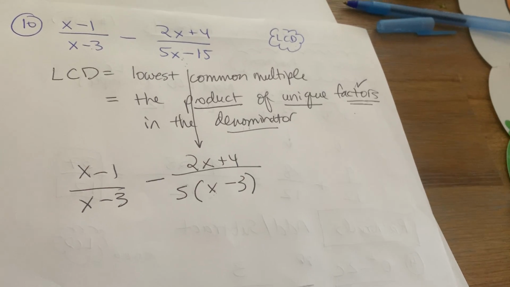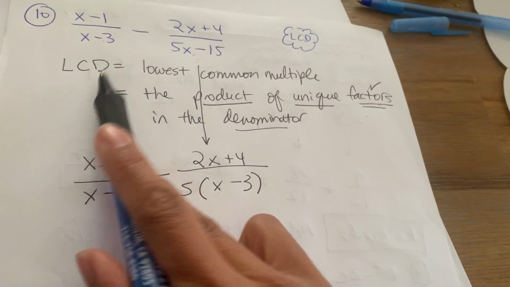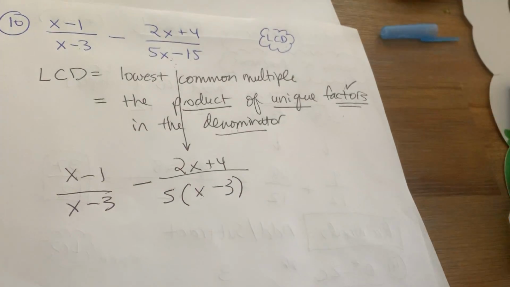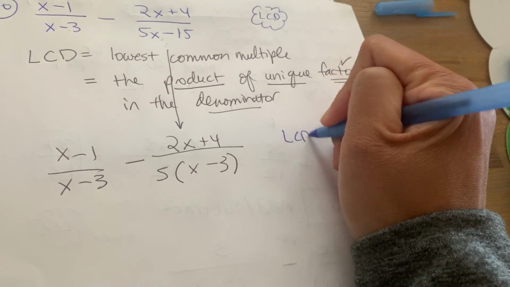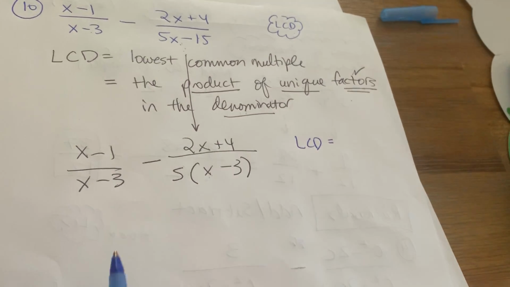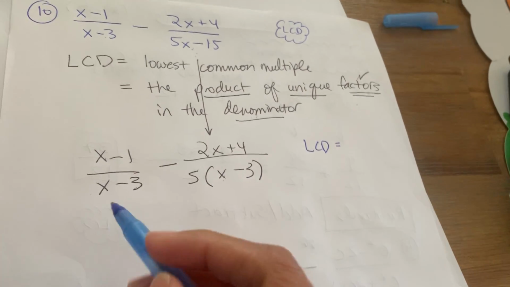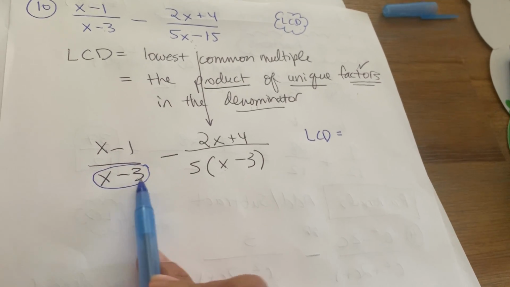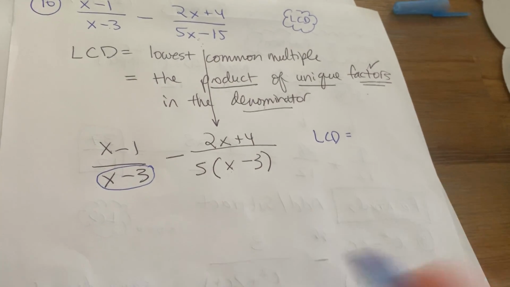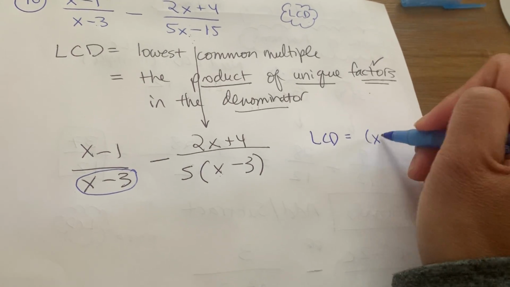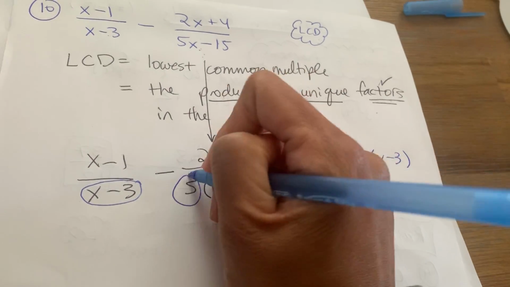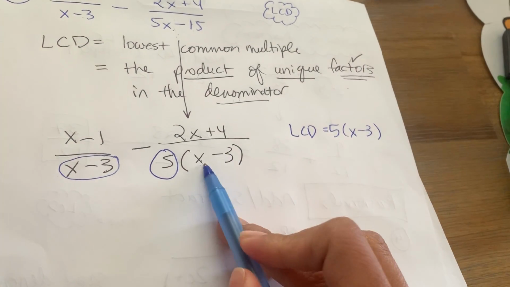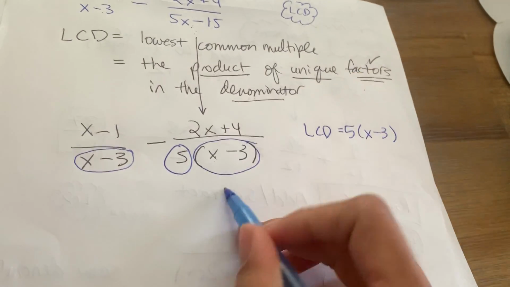All right. So now this LCD is the product of unique factors in the denominator. So the LCD in this problem is going to be the product of unique factors. So what are the factors in the denominator? Well, we said x minus 3 is a factor, right? You can't factor that anymore. So this in and of itself is a factor. 5 is a factor because it's being multiplied by this. And then x minus 3 again is another factor.